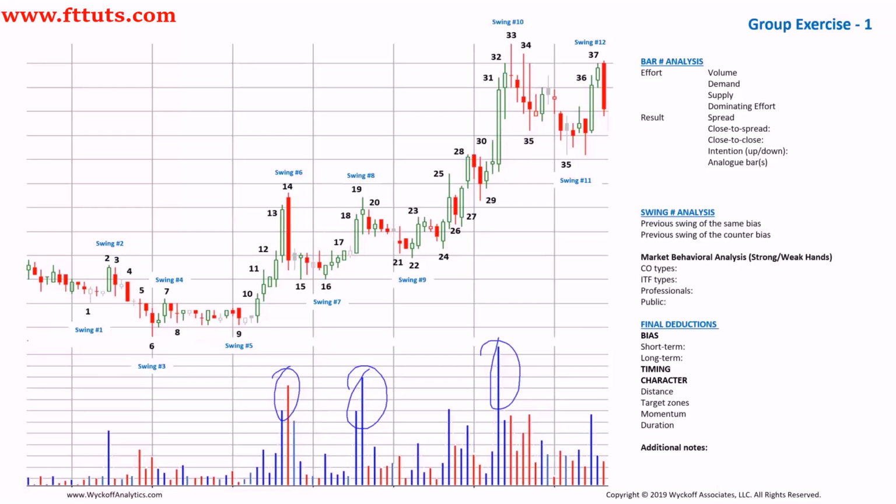Roman, from 33 to 35, can you reduce the bias?